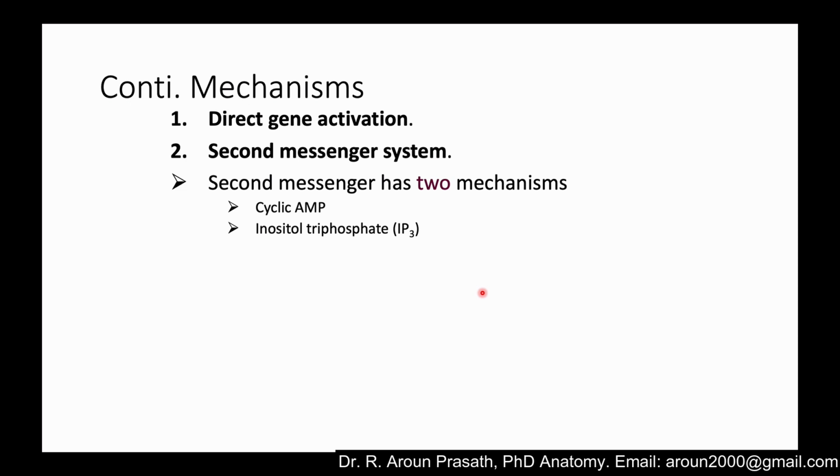Okay, the other two mechanisms of hormone action are direct gene activation and the secondary messenger system. In the secondary messenger system there is the cyclic AMP pathway and the inositol triphosphate pathway. In both these mechanisms, the hormonal action takes place.